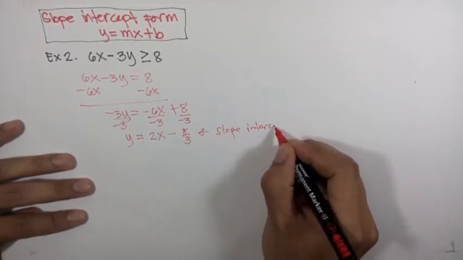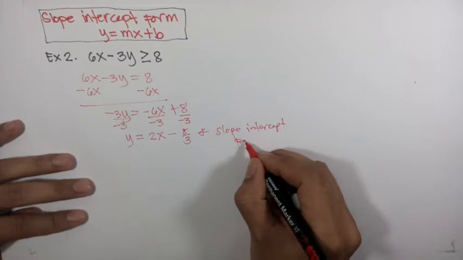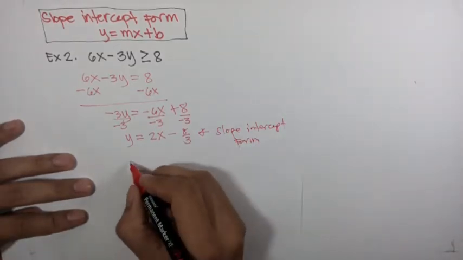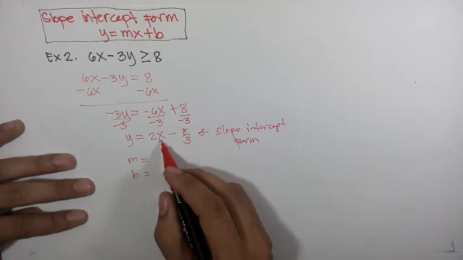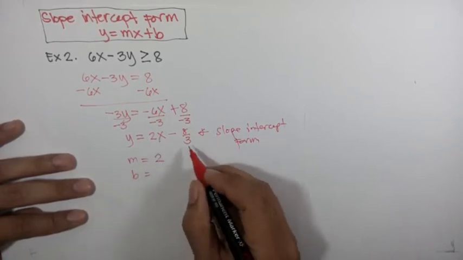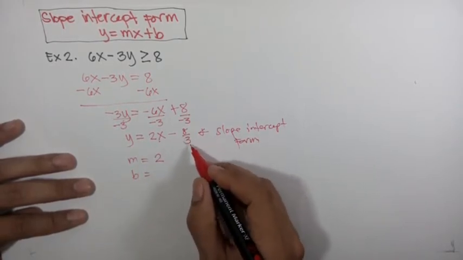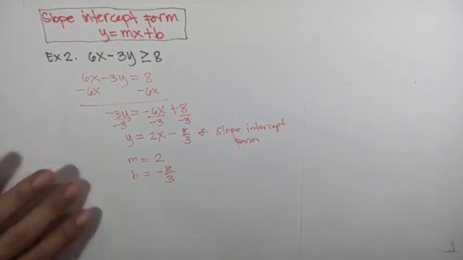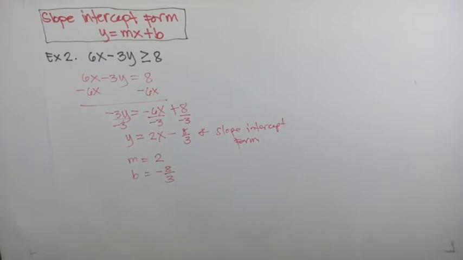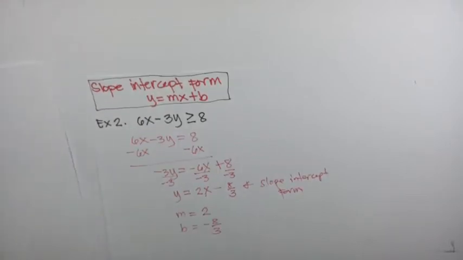So this is our slope-intercept form. And then our slope and y-intercept: the slope is the number beside x. The number beside x is 2, so therefore the slope is 2. And the number alone is negative 8 over 3, so the y-intercept is negative 8 over 3. And now, we are done with example number 2. Let's work with our last example, example number 3.